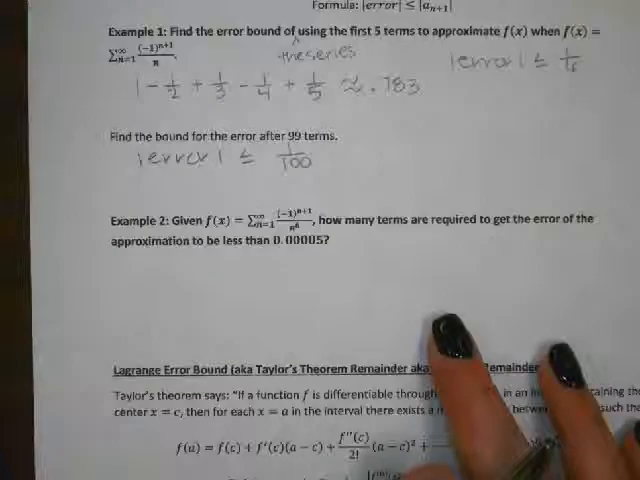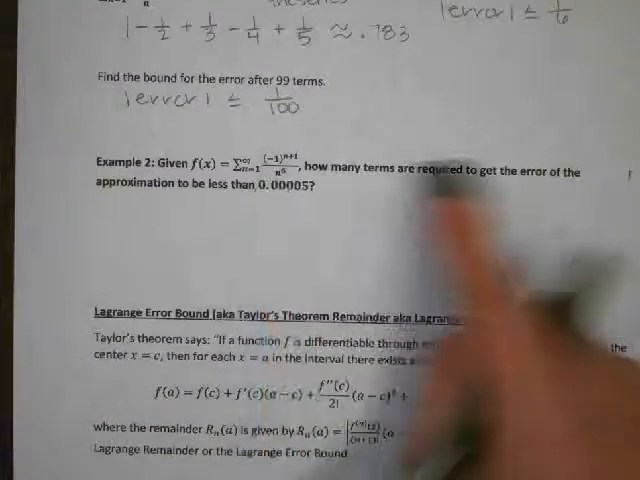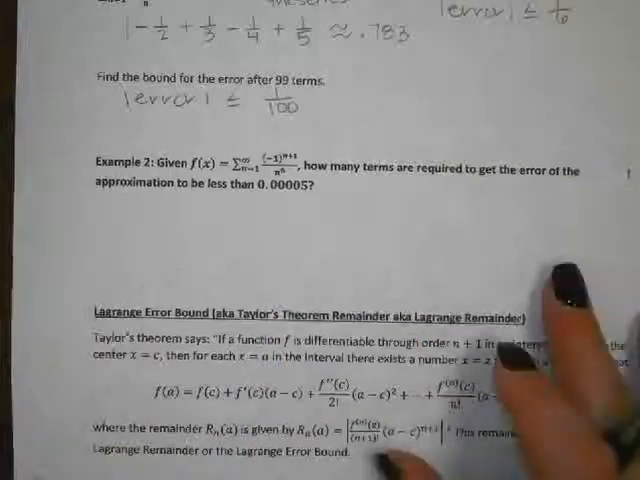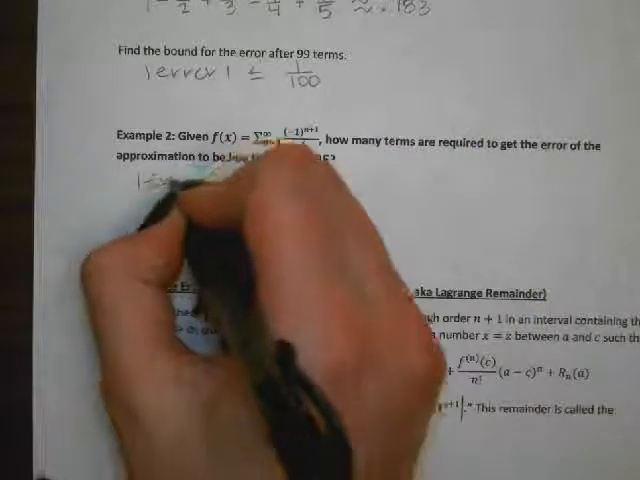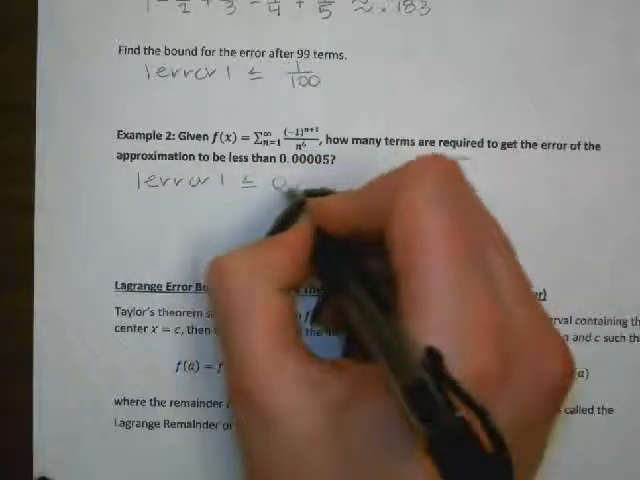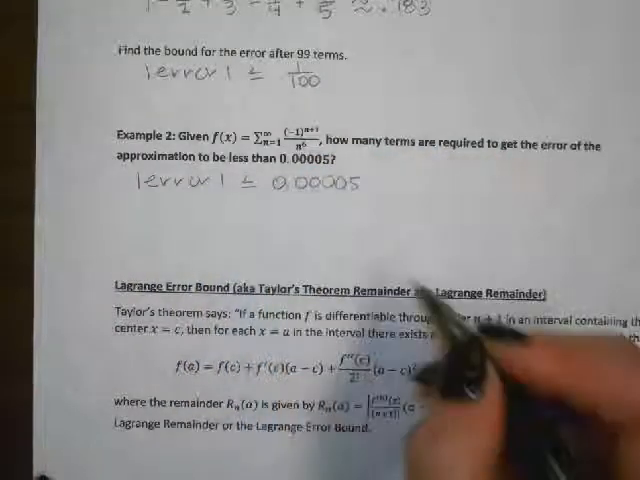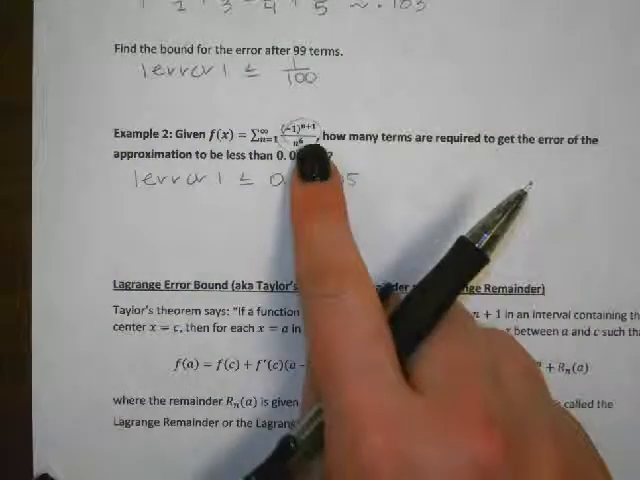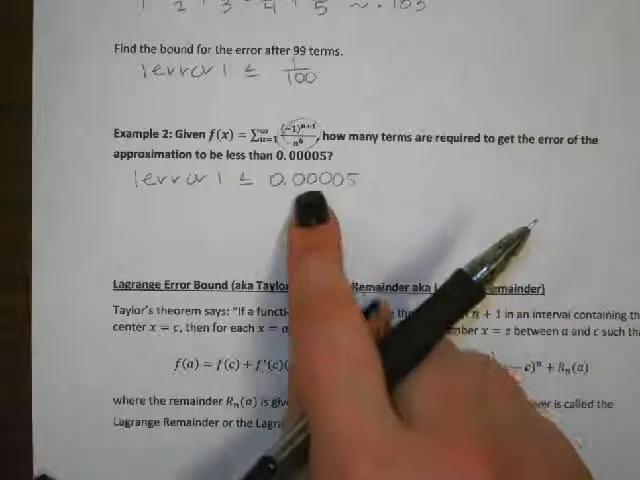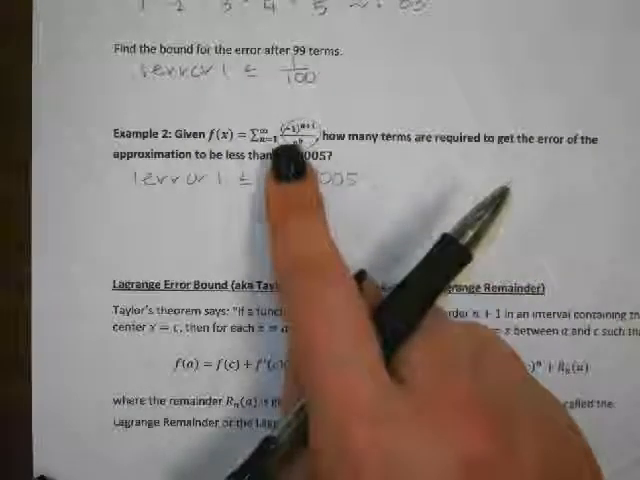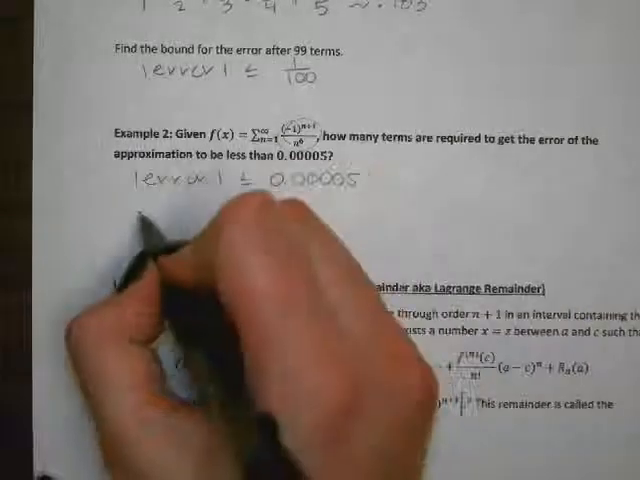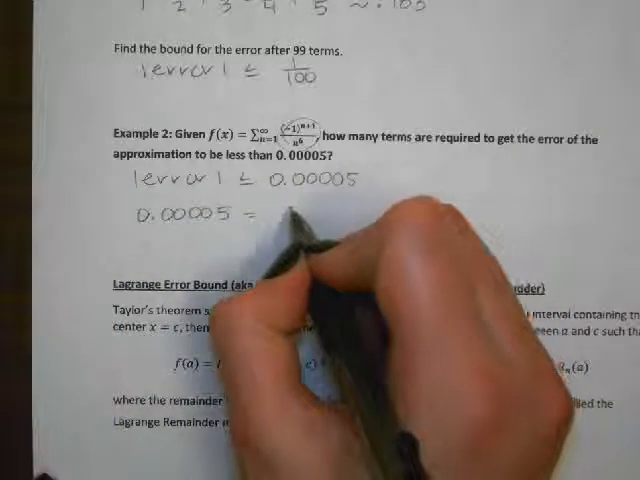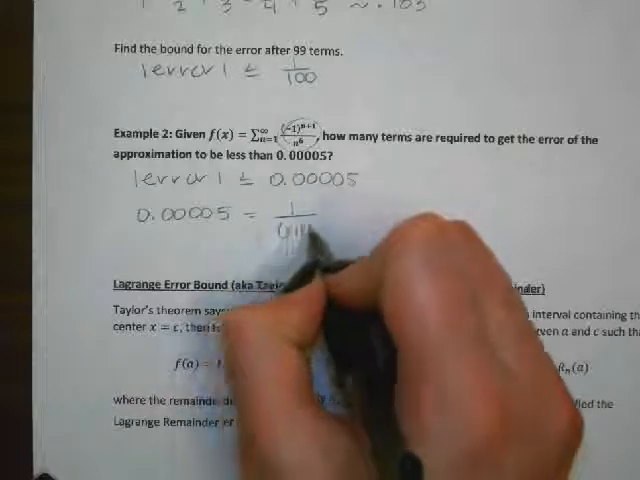All right, so given this, how many terms are required to get the error approximation to be less than 0.00005? So we're going to say that our error is less than or equal to 0.00005. And so I'm going to take this and set the n plus 1 term equal to this, because that's how I found my error. It's not the nth term, not what they gave me, but it's the n plus 1 term. So I'm going to say 0.00005 equals 1 over n plus 1 to the 6th.